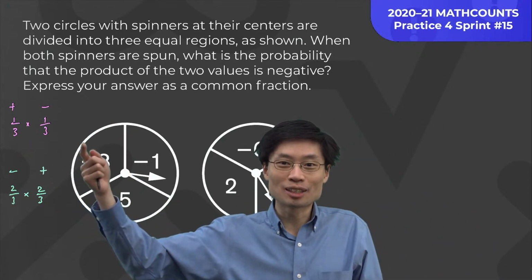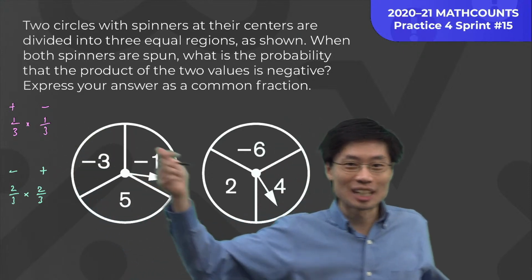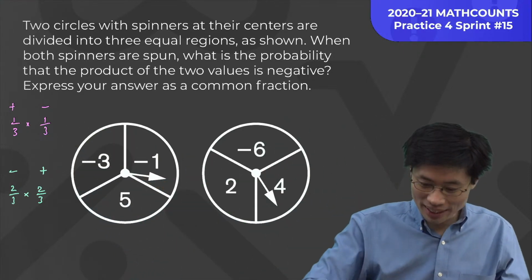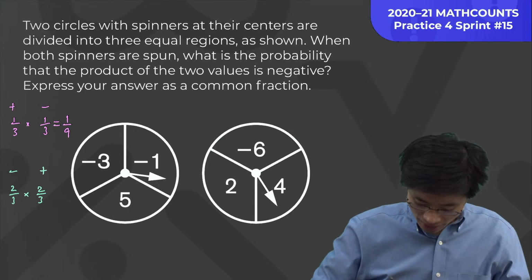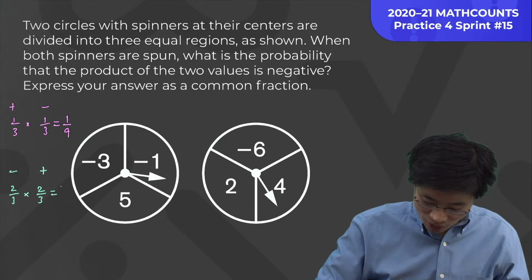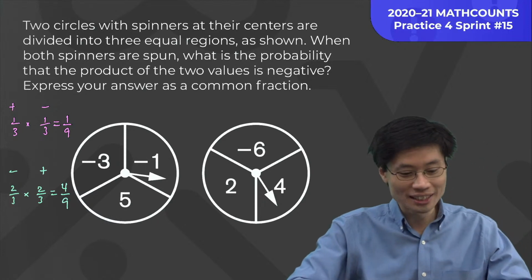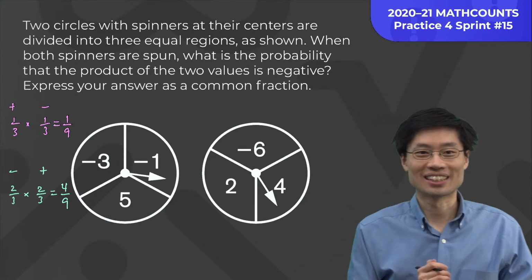Now if I have this stuff, I just need to add it together. Oh look, the common denominator is already there. So it's 1 times 1 over 3 times 3, which is 1/9. And over here, 2 times 2 is 4, over 3 times 3 is 4/9. I just need to add them.